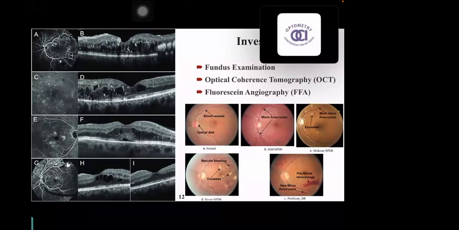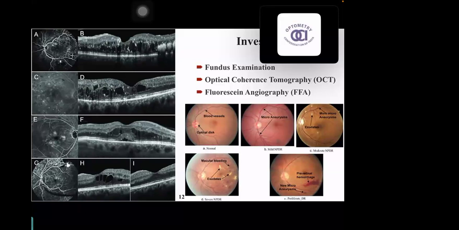Now, how do we evaluate and document diabetic eye disease? The first and most essential step is dilated fundus examination using slit lamp or indirect ophthalmoscopy with 90D or 20D lenses. This allows detailed visualization of the posterior pole and mid periphery. Fundus photography nowadays is extremely valuable for documentation and follow-up. Serial photographs help to assess disease progression and response to treatment.